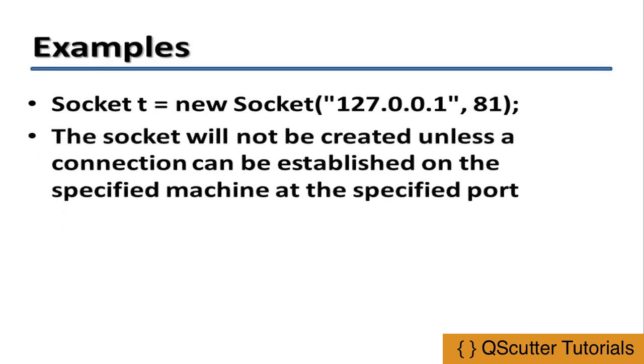The socket will not be created unless a connection can be established on the specified machine at the specified port. That means that without a connection to the port, you cannot actually create a socket. So the connection should be established with the port of both computers, and then the socket will be created. A port is actually an integer which is used to distinguish among the connections. It is not a physical device, but it is used to distinguish among the connections of the different computers.